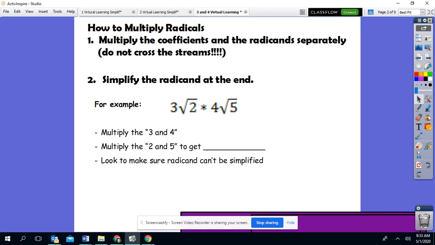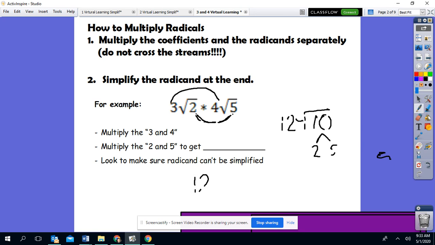So our steps for this example mean we are going to multiply the 3 times the 4. So 3 times 4, I'm going to write this over here, is 12. And then we need to multiply the 2 times the 5. Whatever's on the inside of the radical, we're going to multiply that together. So I draw my radical sign and I get 10. Now the last step would be to simplify the square root of 10. If I want to break down the square root of 10, I just have a 2 and a 5, and that's as far as I can go. So nothing else could be simplified. My final answer would be 12 times the square root of 10.